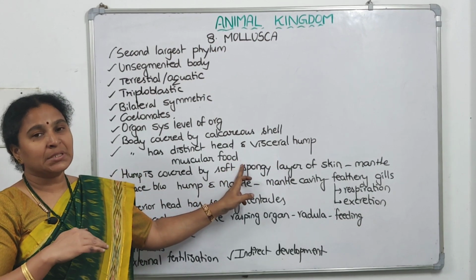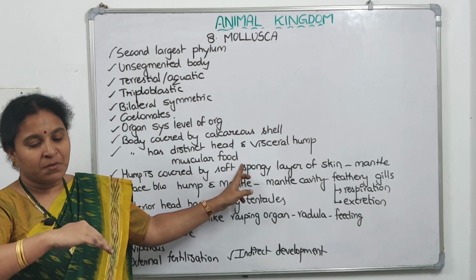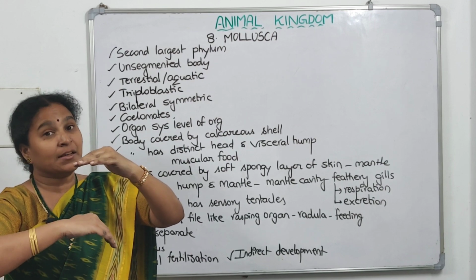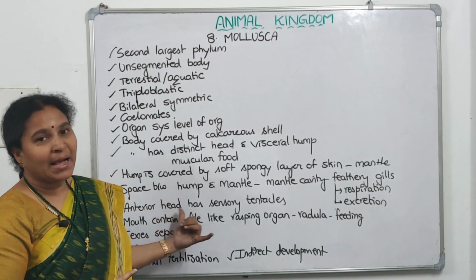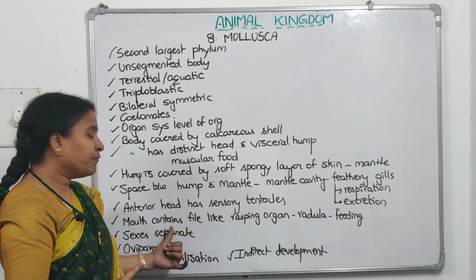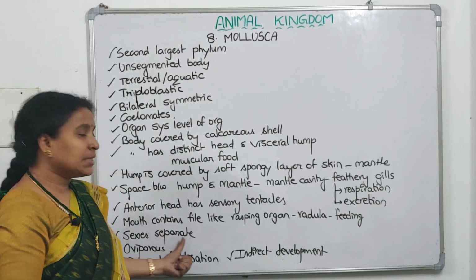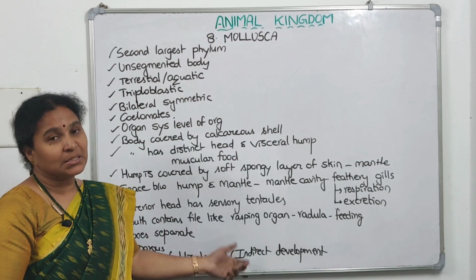Now the visceral hump is covered by a soft spongy layer of skin called mantle. Between the hump and the mantle, the cavity is called mantle cavity, in which feather-like gills are present for respiration and excretion purpose. Head has sensory tentacles. Mouth contains a file-like rasping organ for feeding. Sexes are separate. They are egg-laying, so oviparous. Fertilization is external, development is indirect.